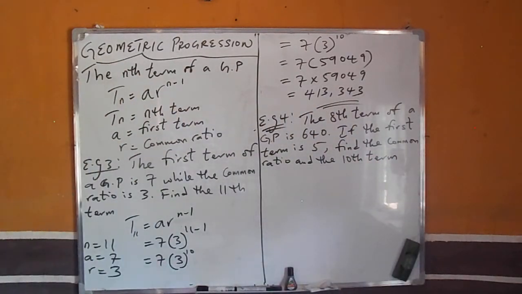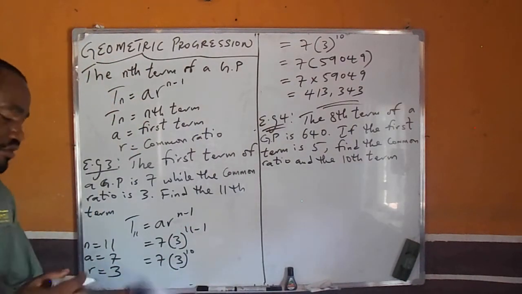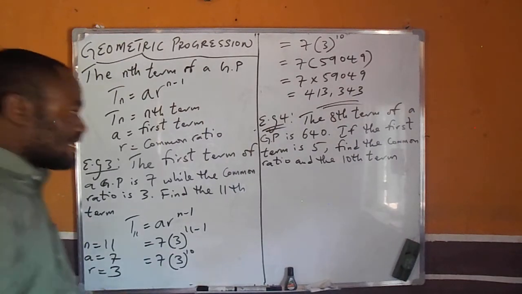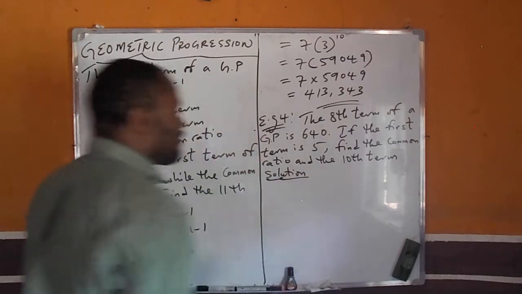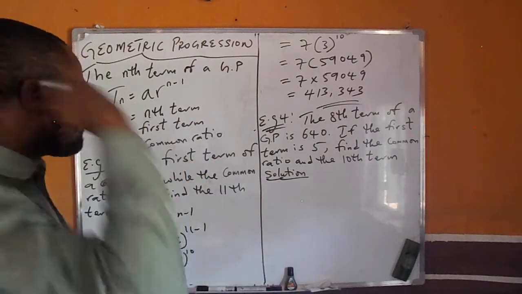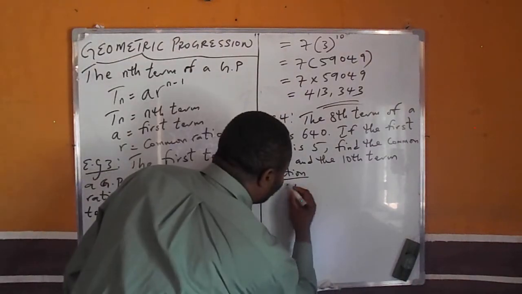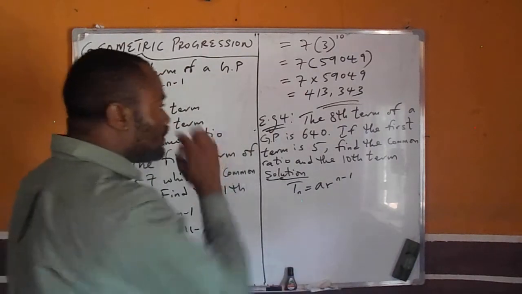Now, this says that the 8th term of a GP is 640 if the first term is 5. Find the common ratio and the tenth term. Solution. The first thing we have to look for is the common ratio. We say Tn equals A R raised to power n minus 1.